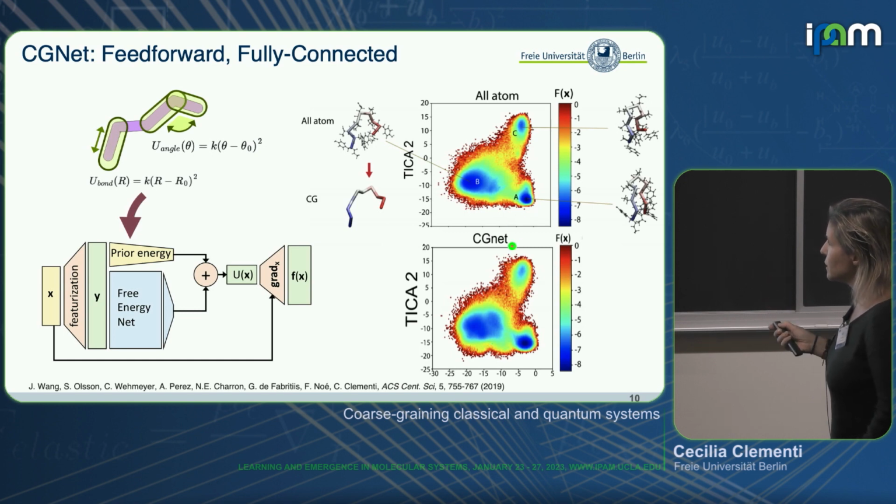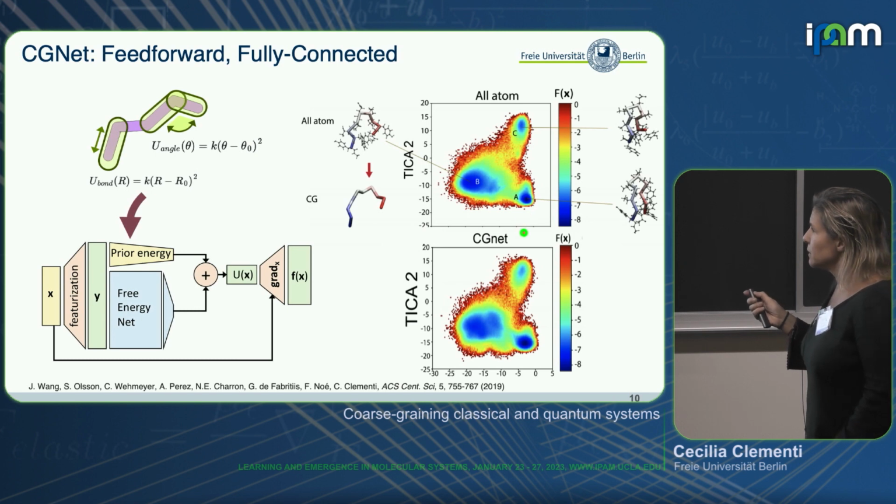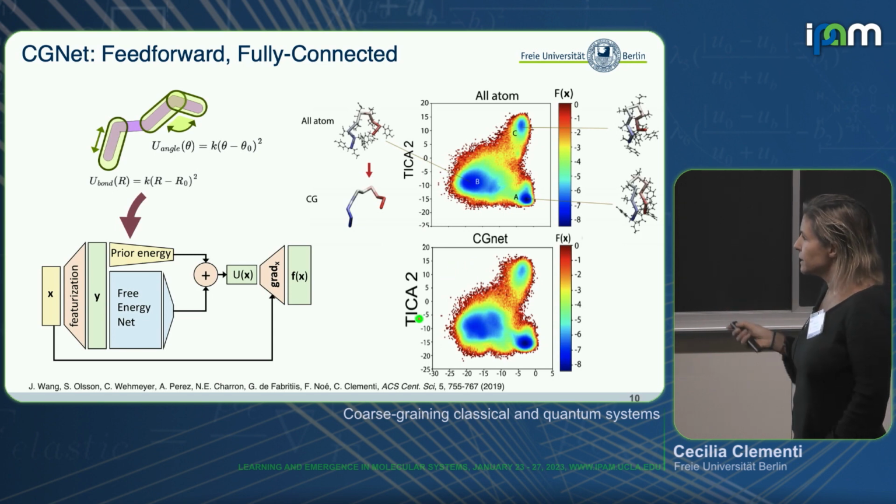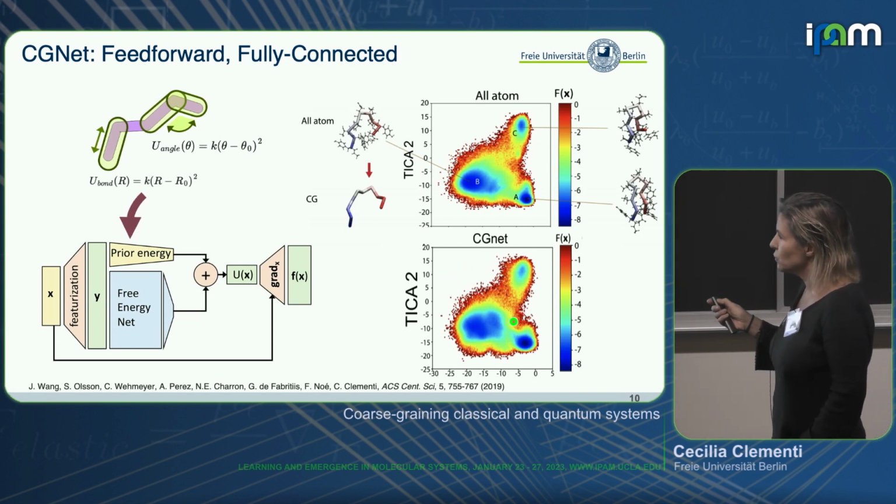And if we compare with what you can do without a neural network, like with splines or two- or three-body terms only, you don't get anything. You get a blob. You don't get three minima.